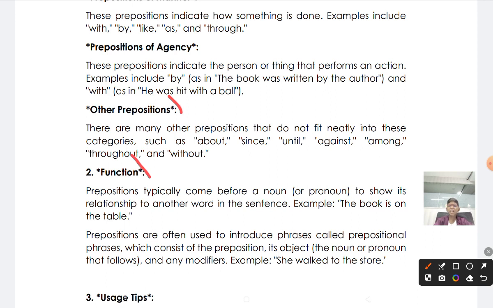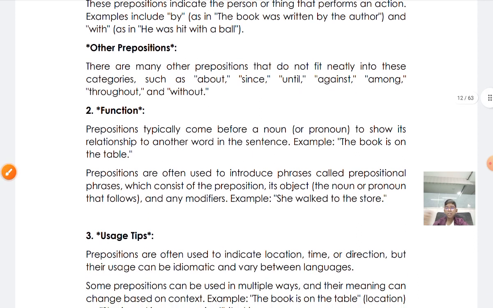Prepositions typically come before a noun or pronoun to show its relationship to another word in the sentence. Example, the book is on the table. The book is on the table. It's on means it's up. Prepositions are often used to introduce phrases called prepositional phrases, which consist of the preposition, its object, the noun or pronoun that follows, and any other modifiers. Example, she walked to the store.